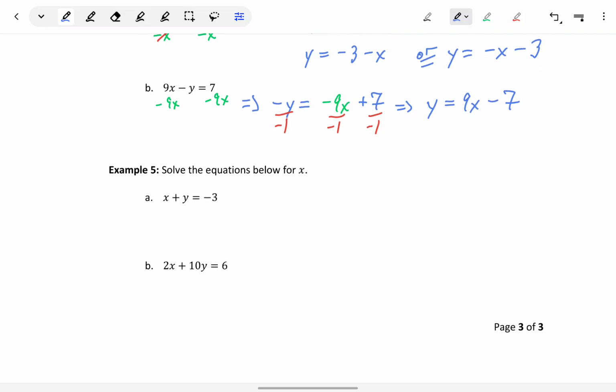We don't always solve for y though. It really just depends on the application or the context of the problem that we'd be looking at. So in example 5, rather than solve for y, we want to solve each of these equations for x. So it's going to be that x variable that we want to isolate. We need to make sure we're paying attention to the directions in the problem so we're focused on the right variable to isolate. In example 5, part A, we just need to subtract y from both sides, which will leave us with x is equal to -y minus 3.